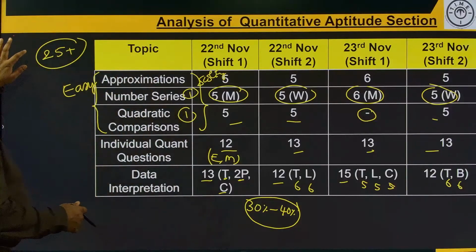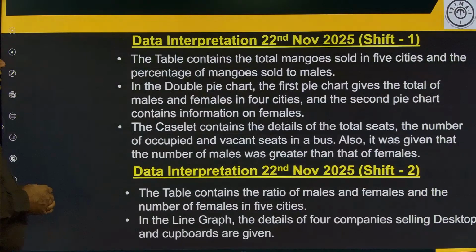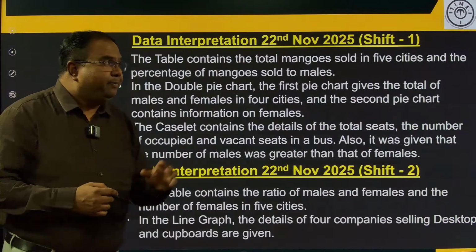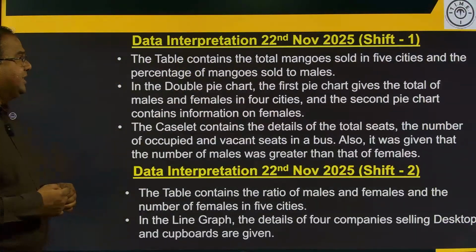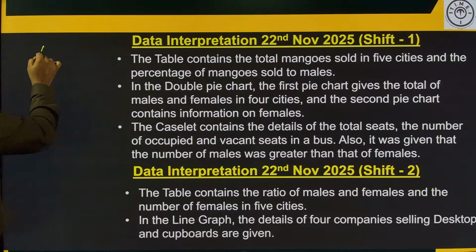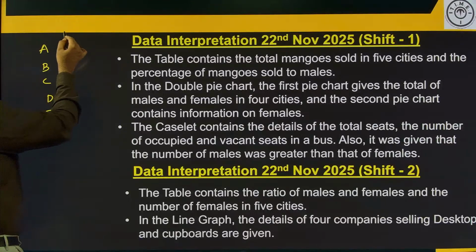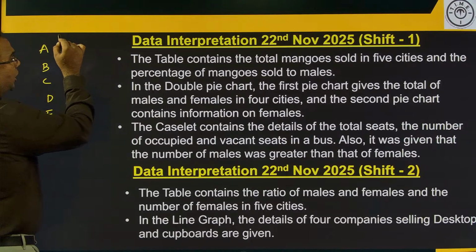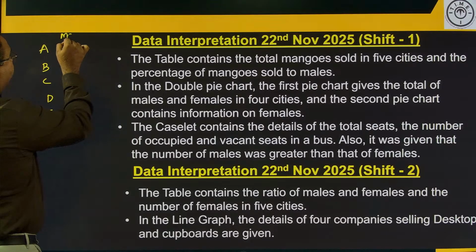Let us spend some time on the types of data interpretation sets that appeared in these shifts. In shift 1, we have 3 DI sets. The table contains total mangoes sold in 5 cities. So you have 5 cities here, A, B, C, D, E. I'm not giving you the data, I'm just trying to explain it to you. We have the total mangoes sold in these 5 cities.